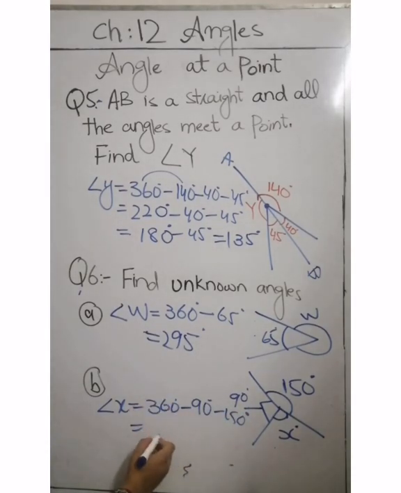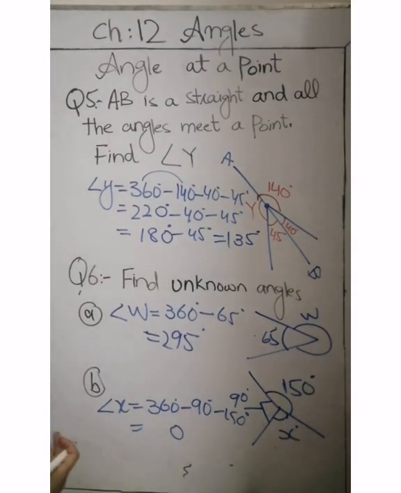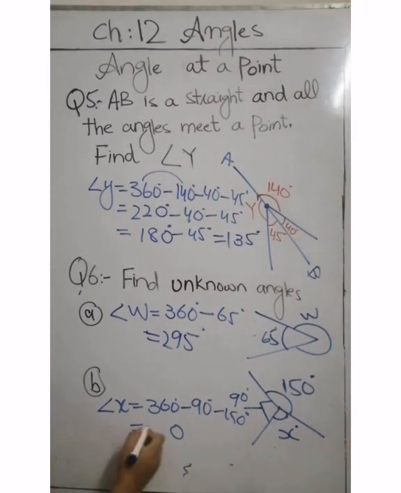360 degrees minus 90 degrees, we get 270 degrees. 270 degrees minus 150 degrees, we get 120 degrees. This is how we get the remaining angle from the angles at a point. Hope you understand all the concepts related to angles at a point.